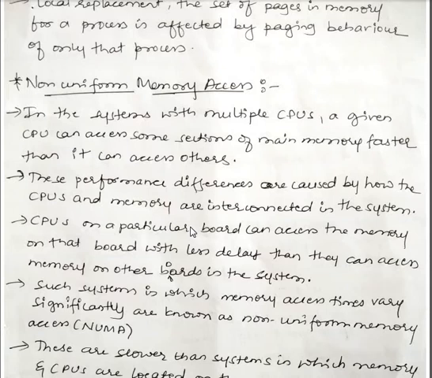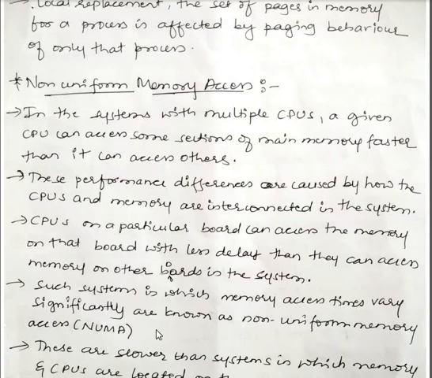If it requires data which is present on another processor, then some delay will occur. This delay occurs because of the interconnection of those processors and the memory. If we get data which is very near to the processor, the access time will be very less. If we get the data from a memory which is away from the processor, some delay will occur. So this is called non-uniform memory access.